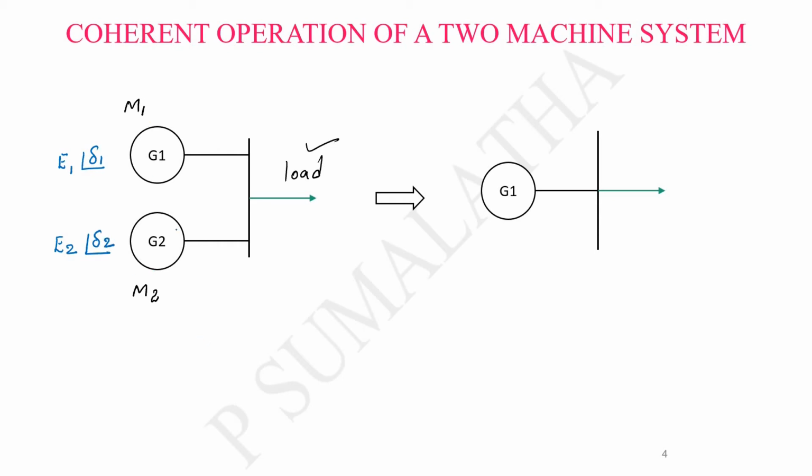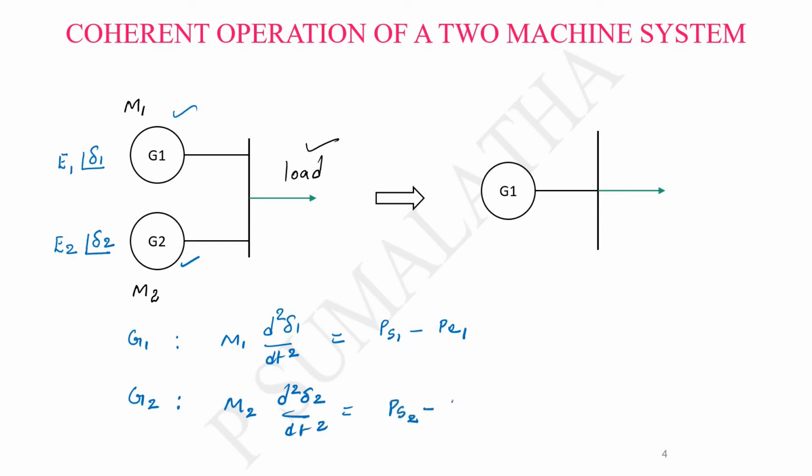Since we have two generators, if any disturbance occurs, we can write a swing equation for each generator. For the first generator G1, the swing equation is M1 into d square del 1 by dt square is equal to the shaft power of generator 1 minus the electrical power of generator 1. Similarly, the second generator will have M2 into d square del 2 by dt square equal to the shaft power of the second generator minus the electrical power of the second generator. So now we have two different equations with respect to the two different generators.